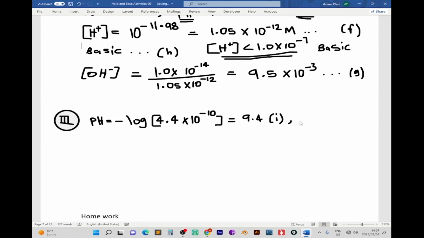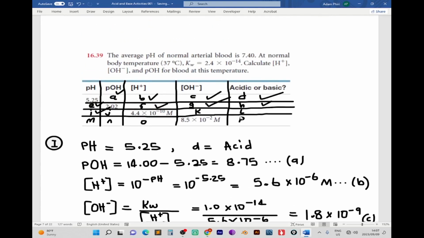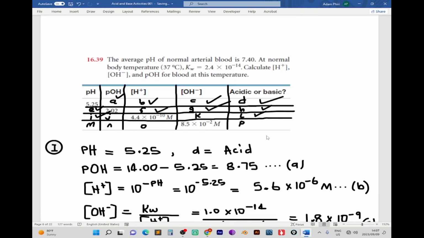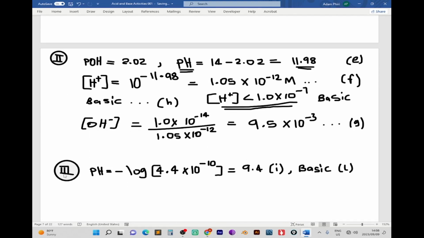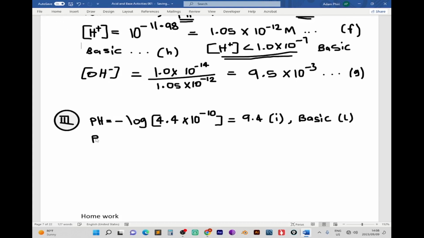And then we go back, and then we know that it's basic by the value greater than 7 pH, so that gives us the L, the acid or basic, so it's going to be basic. That is L, and then we go on and solve to find the pOH value. So because we have the acid there, it's going to be 14.0 minus 9.4. That's the potential of the base.